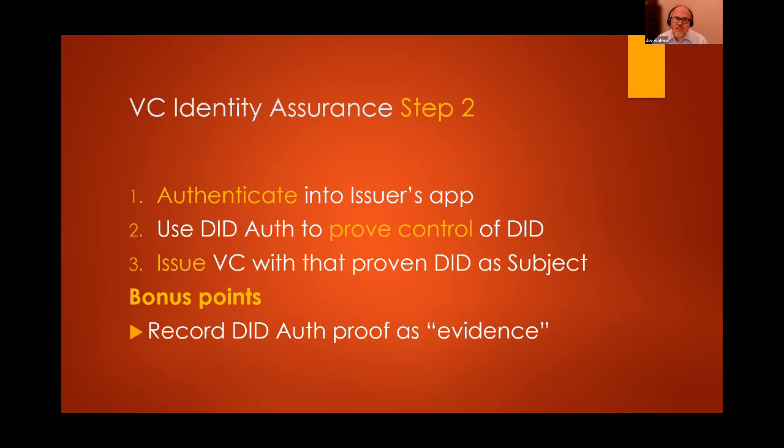And then you use some form of DID authentication or DID auth to prove control of a particular DID. And now that we've proven control of that DID, we can issue a verifiable credential with that DID as a subject. And you get bonus points if you record that DID auth as proof, either as evidence directly in the VC, or you could have a hash of the auth in that VC, or you could just store it on server side so that the issuer has a record that in fact the user had proven control of that DID before it was used to identify them.